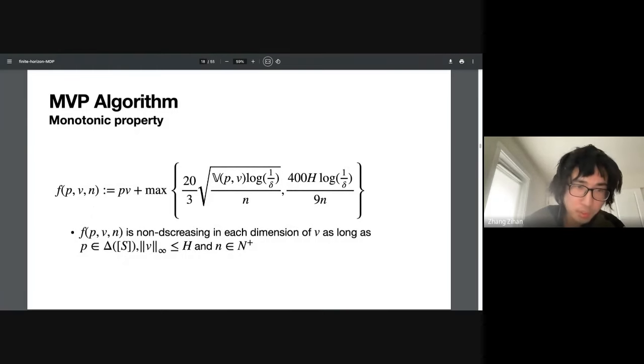So in MVP, there is also a proof and theorem about this function f(p, v, n). Here, pv denotes the inner product of the vector p and vector v, an abbreviation for the inner product. The authors show that this function f(p, v, n) is non-decreasing in each dimension of v, for every p in the S-dimensional simplex, v with infinity norm no larger than H, and every positive integer n. So the proof is based on some basic calculus.